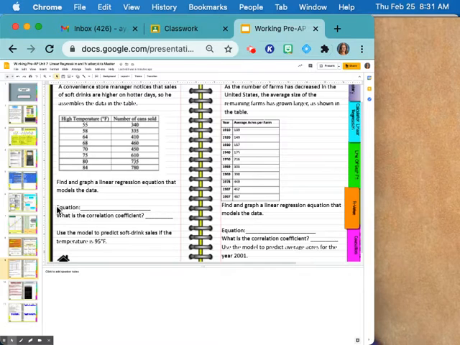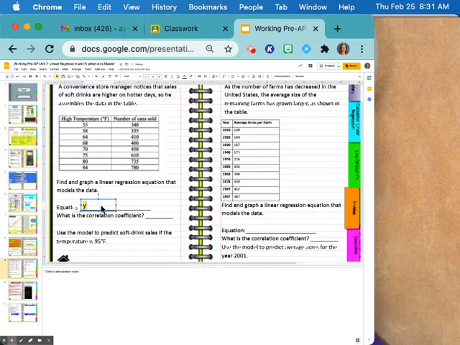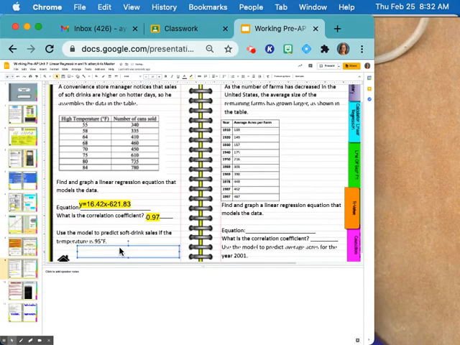Okay, let's see how you did on the first one. The equation. This group right here, will y'all tell me what the equation is? 16.42x minus 621.83. Okay, do y'all agree with that equation? All right. And then the correlation coefficient, what'd you get, Abby? 0.97. Okay, and then how do we predict for 95 degrees? Plug it in for x.